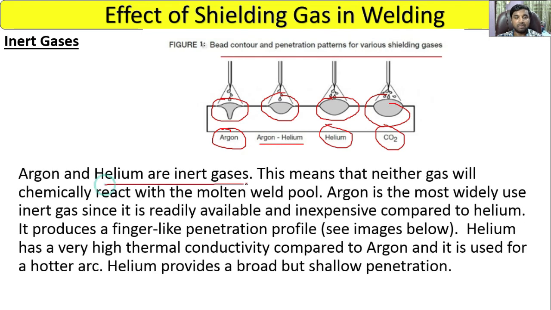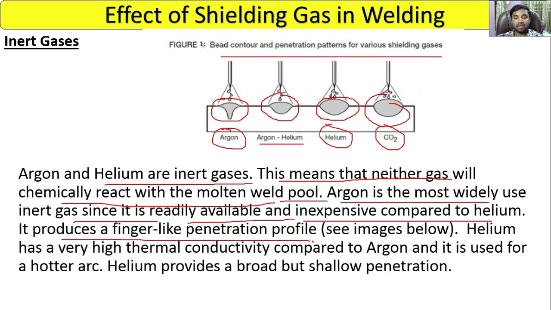Argon and helium are inert gases. This means that neither gas will chemically react with molten metal. So inert gas does not react with the molten weld pool. Argon is the most widely used inert gas since it is readily available and inexpensive compared to helium. So we are using the inert gas because it is not as expensive as helium. It produces a finger-like penetration profile. Helium has a very high thermal conductivity compared to argon, and it is used for a hotter arc. Helium provides broad but shallow penetration. So penetration is shallow, but the bead is broad.